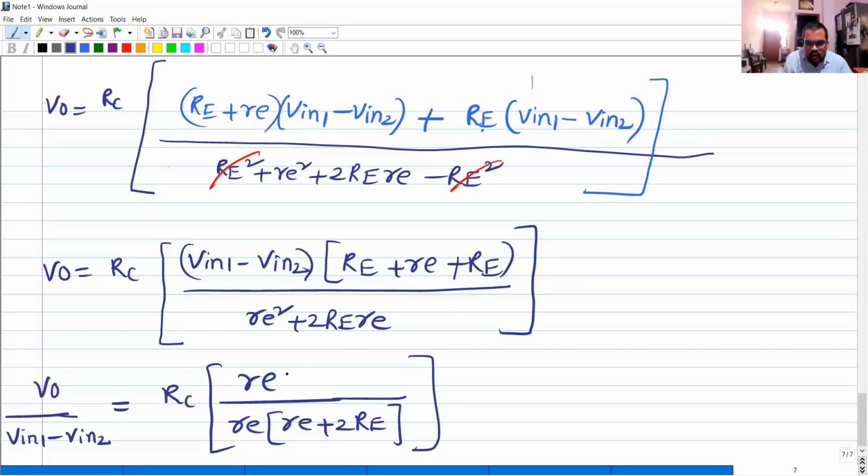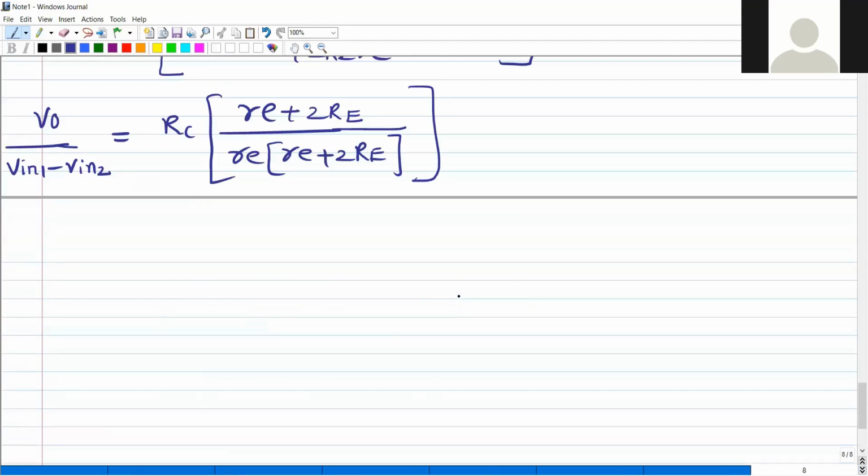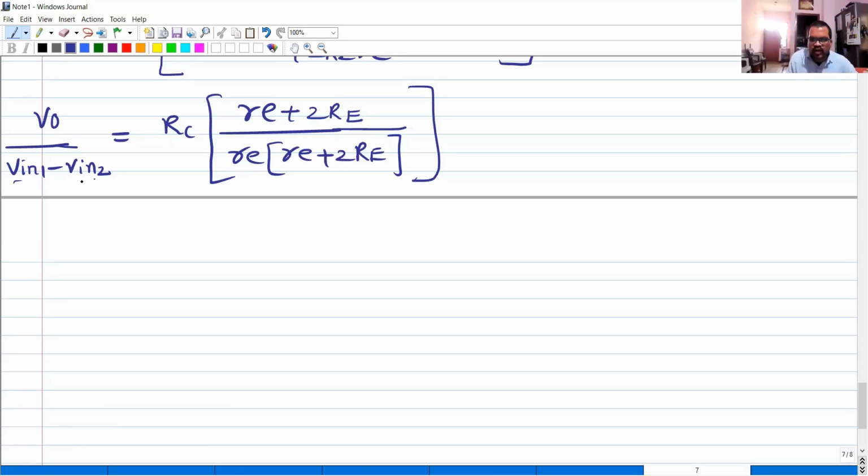Now here RE plus 2RE. We know that Vin1 minus Vin2 we can call as VD, the difference of input voltages. Yes or no? So here Vo by VD.